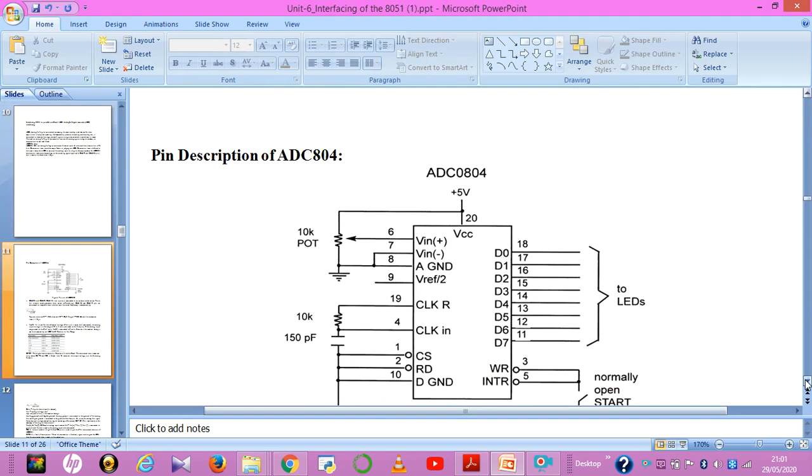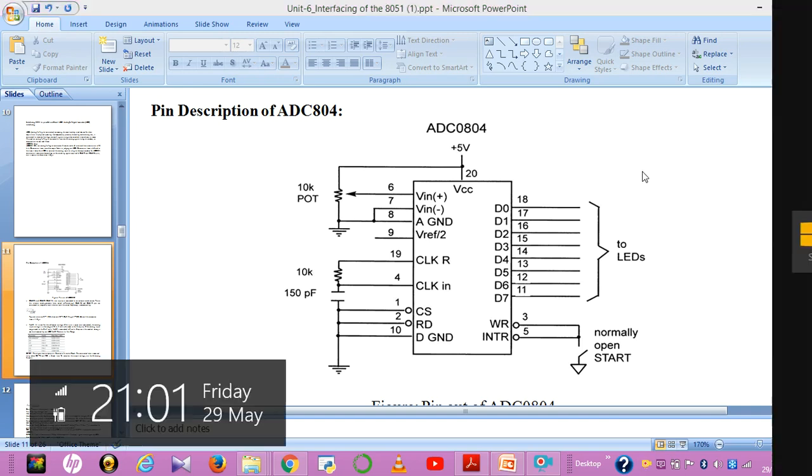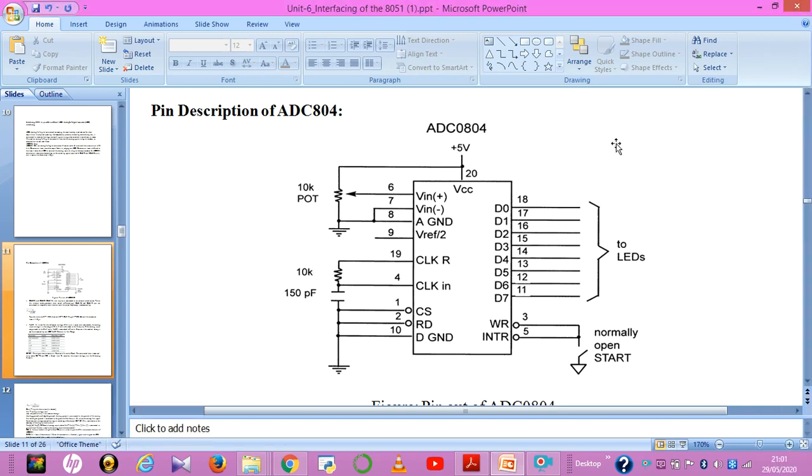You can easily understand how the ADC converts your analog values into digital values. This is the pin description of ADC 0804. You can see the pins used for data are given to LEDs. These are the digital values given by the ADC after conversion. It's connected to LEDs. Next, the read operations.